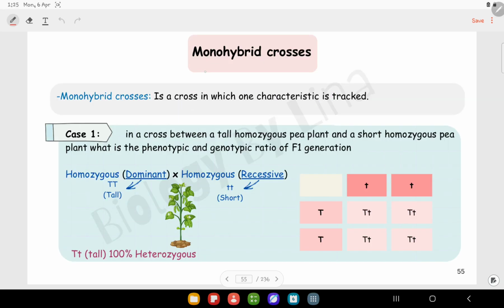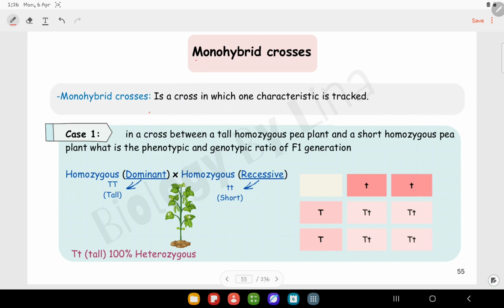Now, what do you mean by monohybrid cross? In a monohybrid cross, we focus on only one character. For example, when I talk about the height of the plant, I have tall and short. When I talk about the flower color, we have purple and white. So we focus on one character only. A monohybrid cross is a cross in which only one character is tracked. This is the definition of monohybrid cross. We have many cases for it. We will study each case and we will know how to solve the questions of monohybrid cross.